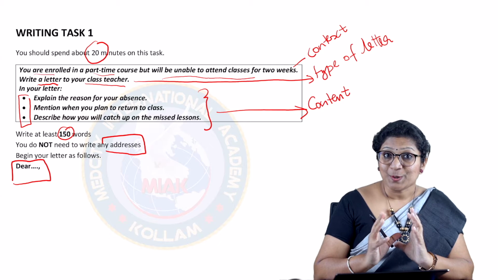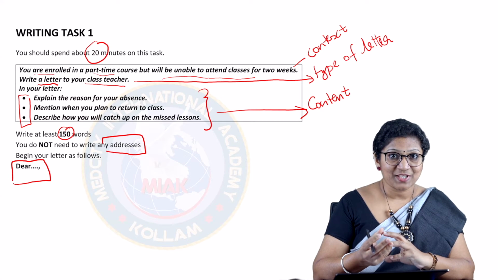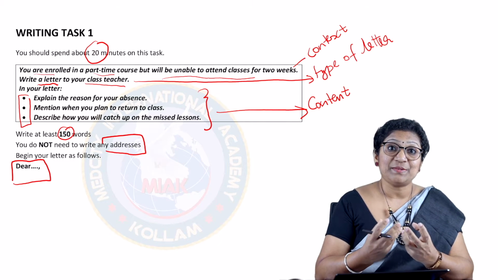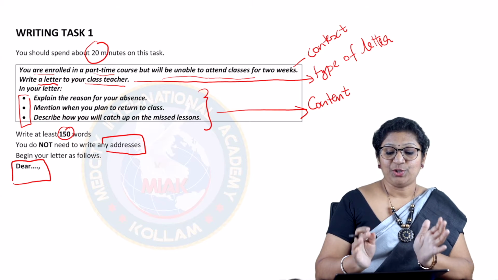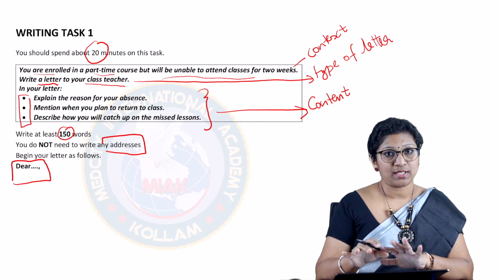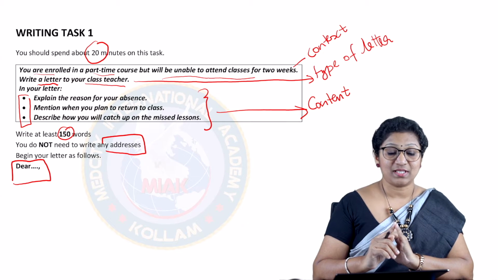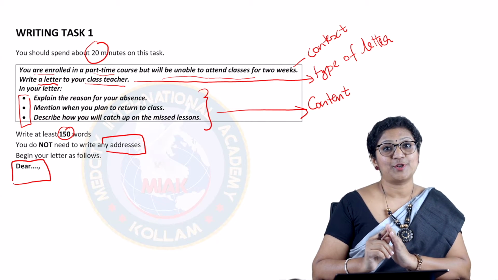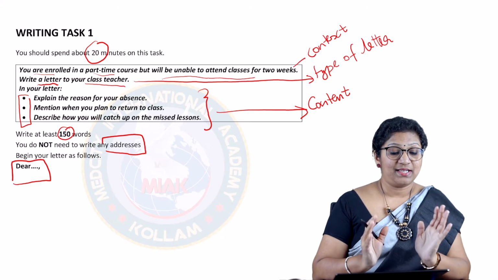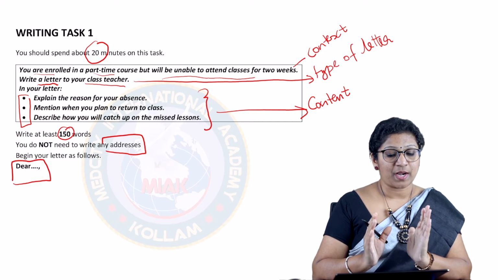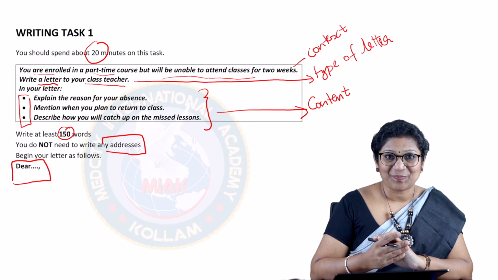So what you need to include in a letter, the different paragraphs that you need to write, and what idea you need to fill into these paragraphs. You get an understanding by looking at the content here. For instance, here it says, explain the reason for your absence. 2, mention when you plan to return to class. And 3, describe how you will catch up on missed lessons.